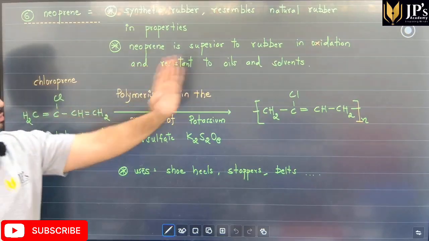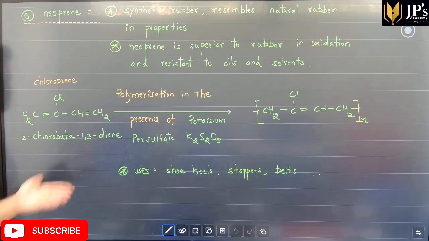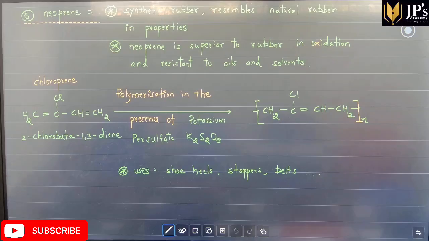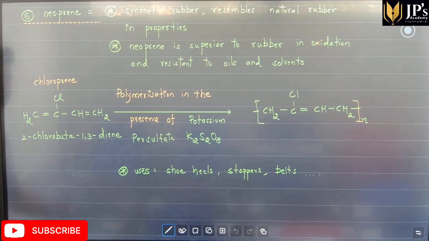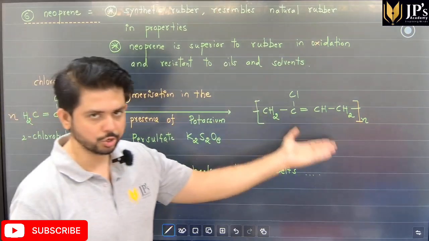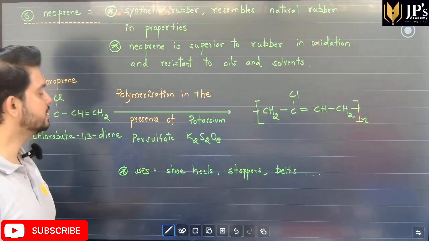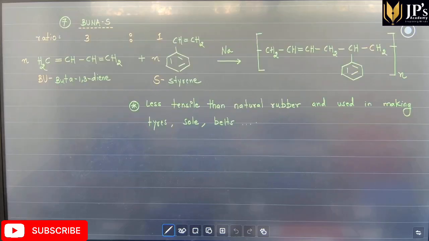Neoprene is superior to rubber in oxidation and resistant to oil and solvents. The monomer that we have over here is, students, you can call it chloroprene, or you can call it 2-chloro buta 1,3 diene. Polymerization takes place in the presence of potassium persulfate, and this is your repeating unit of neoprene. Uses: it is used for making shoe heels, stoppers, belts, etc.